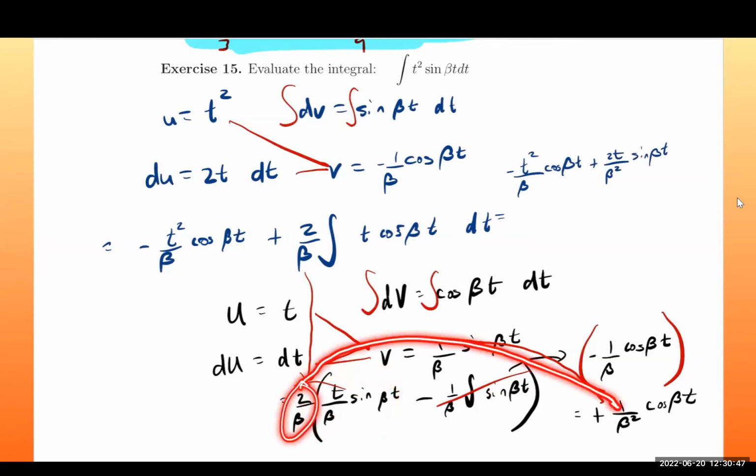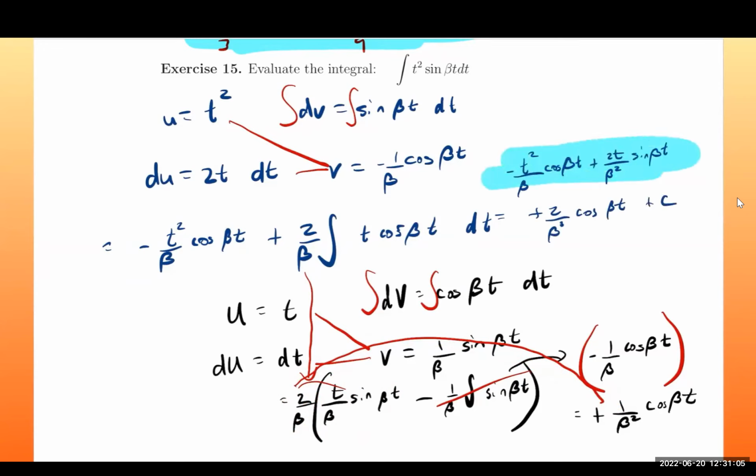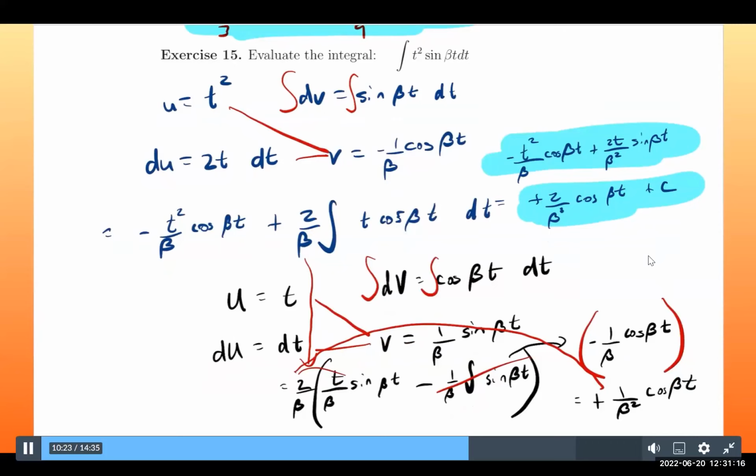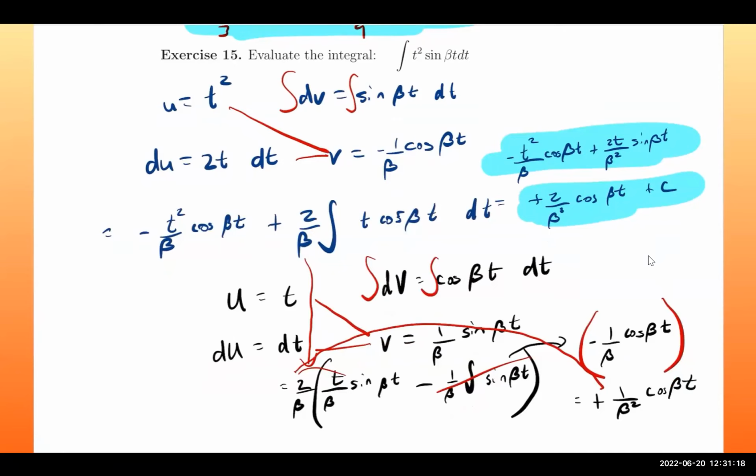And then I got to distribute this over here. And that's going to be 2 over beta cubed. So plus 2 over beta cubed cosine beta t, and don't forget the constant of integration. That will do it. So as you can see, these double integration by part problems can be pretty long and messy, so you just have to make sure that you organize your work so that you don't lose track of all your terms. But that is the correct answer, yes.